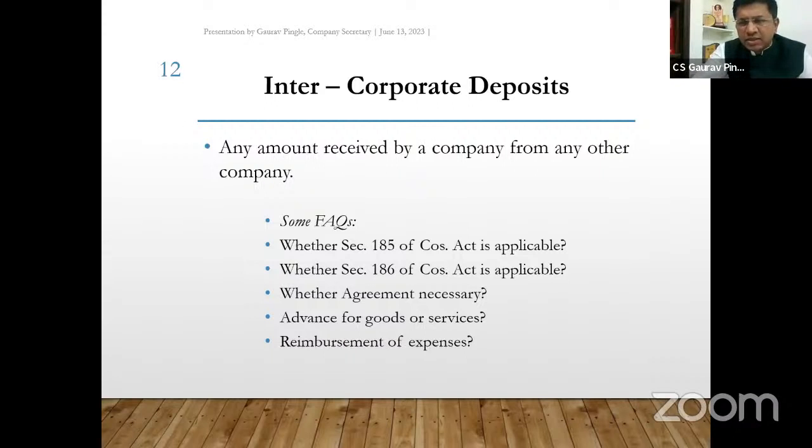It always happens that such transactions will fall under section 185 subsection 2, where it is allowed subject to passing of a resolution by the shareholders, and the money not being used for other than principal business activity by the lending entity or by the borrowing entity. So all those criteria are there. So 185 we need to comply. 186, yes, if the transaction is in the kind of borrowing and lending, then 186 of the Companies Act will also apply.